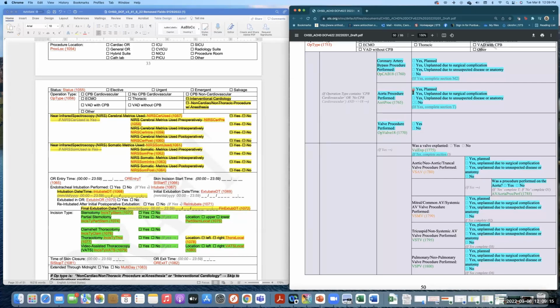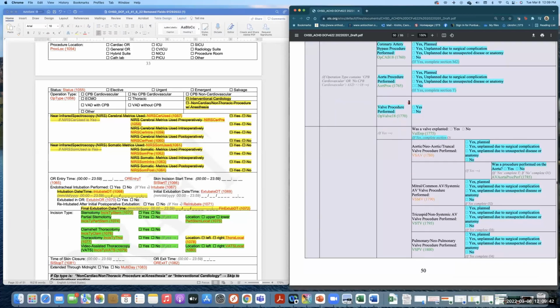Yes, this was unplanned due to a surgical complication. Oh no, I dissected the aorta. Now I've got to fix it. Or yes, this is unplanned due to unsuspected disease or anatomy. They go in there to do an AVR, but then they decide there's an aneurysm in the aorta and they're going to fix that too. So it's new disease. They didn't realize that.